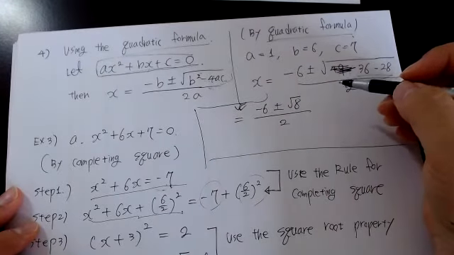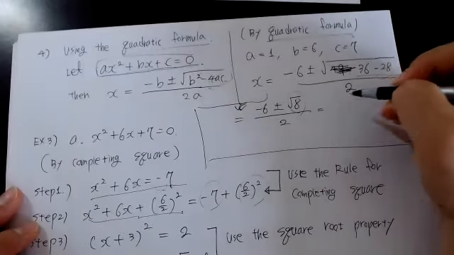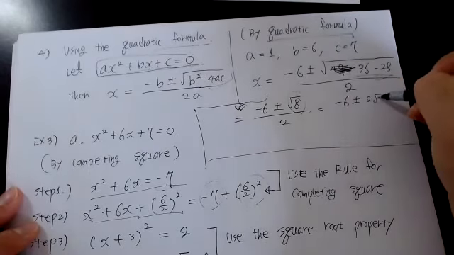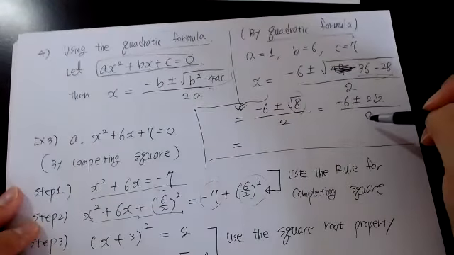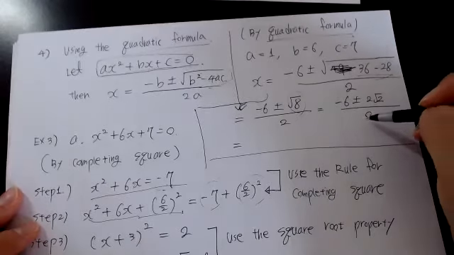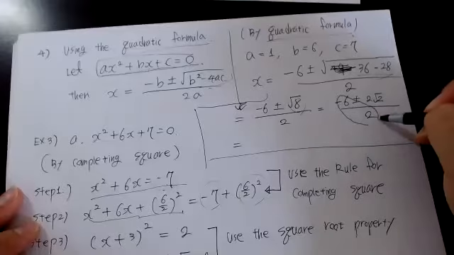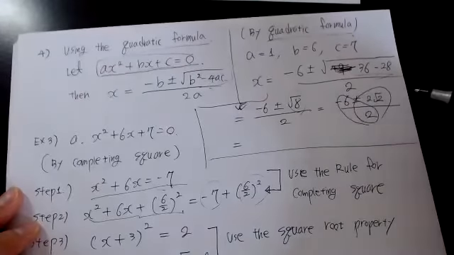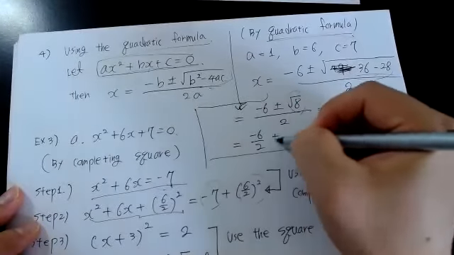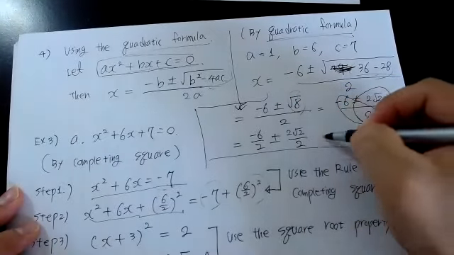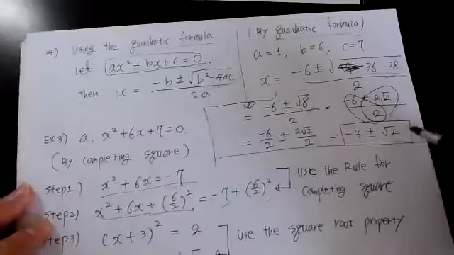There. So now the square root of 8 is 2 times square root of 2, right? So this is -6 plus minus 2 times square root of 2 over 2, right? Okay? And then I'm going to break up this fraction as two fractions, -6 over 2 plus minus 2 times square root of 2 over 2, which is what? -3 plus minus square root of 2. So I got exactly the same answer as this.